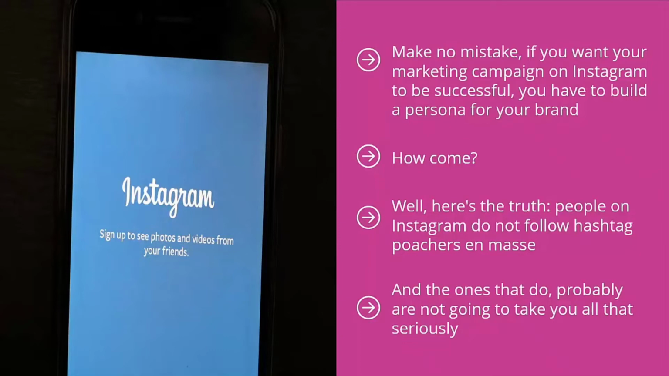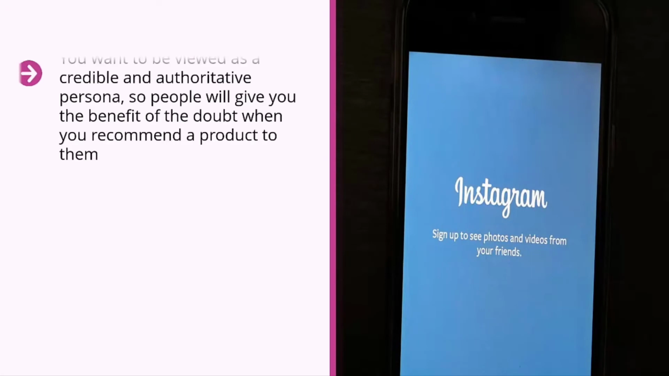Believe me, that's the wrong kind of relationship to build. You want to be viewed as a credible and authoritative persona, so people will give you the benefit of the doubt when you recommend a product to them. That's the bottom line. That's how you make money. Unfortunately, that's not going to happen if you do not have a persona.